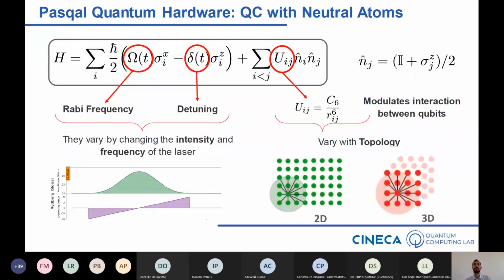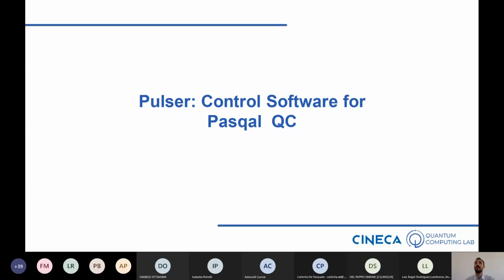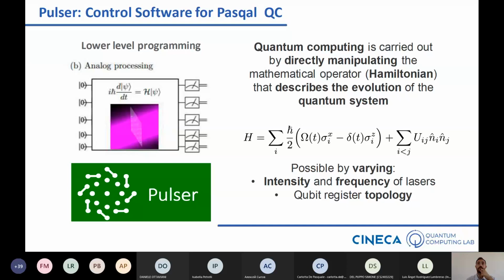But maybe, this is something that will be even clearer with the practice session, because we're going to have a look at Pulsar, how you control this quantum device. As I told you, Pulsar is this lower level of programming. Lower level doesn't mean it's not well done, but it's closer to the hardware.